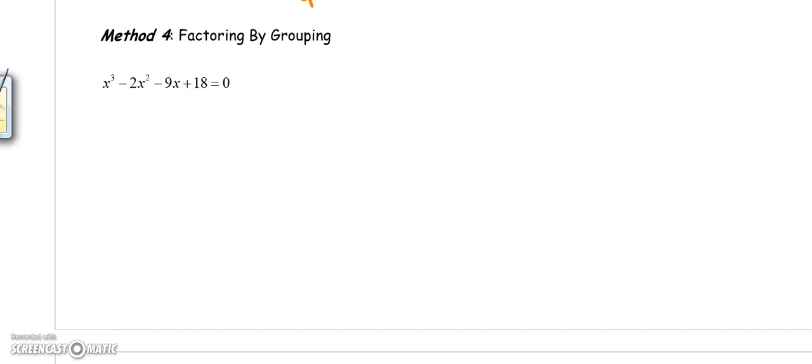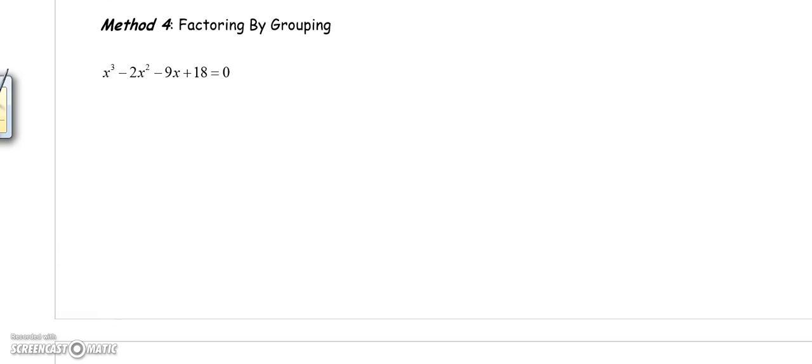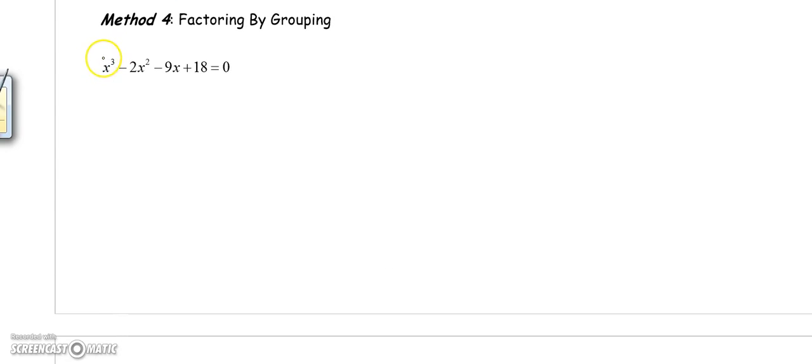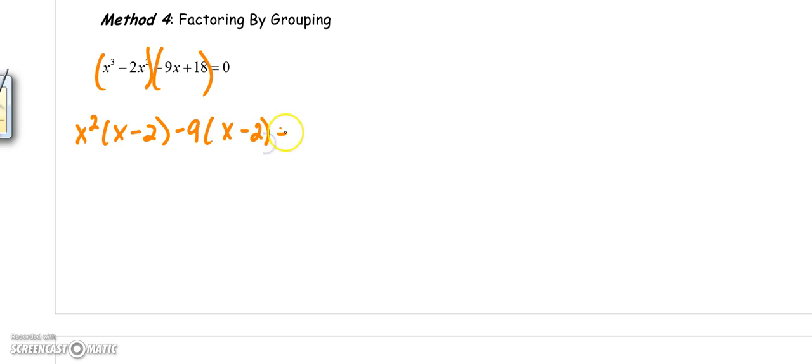All right, the last method we need to go through is very similar to the Batman method. So we're going to factor by grouping. I'm going to group my first 2 terms and my second 2 and pull a GCF out of each. So the first one, I've got x squared times x minus 2. The second one, I can pull out a negative 9. So we've got x minus 2 equals 0.